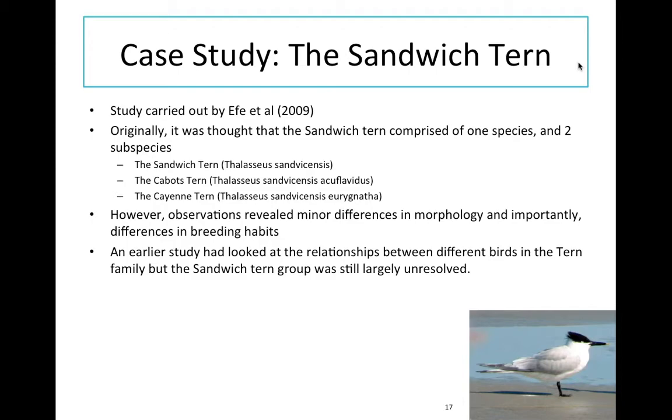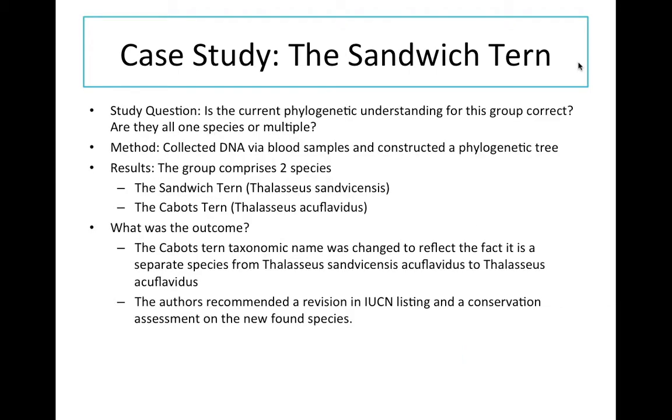Originally it was thought that the sandwich tern, which is a great name, comprised one species and two subspecies. However, observations revealed minor differences in morphology and important differences in breeding habits. An earlier study had looked at the relationship between the different birds in the tern family, but the sandwich tern group was still largely unresolved. So the study question was, is there a current phylogenetic understanding for this group? Is it correct? Are they all one species or are they multiple?